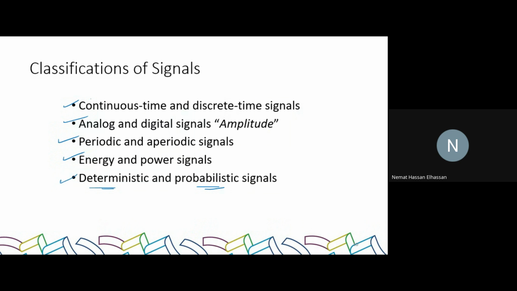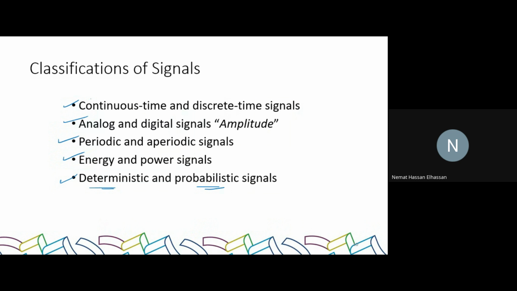How they behave in time, whether they're continuous or discrete. How they behave in terms of amplitude, whether they're analog or digital. Are they repetitive or not? Are they periodic or aperiodic? How can I measure them? Is it by energy or by power? And can I determine their value or is it completely random? So these are the classifications of signals.